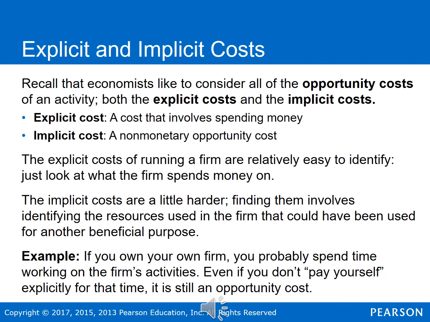The explicit costs of running a firm are relatively easy for us to identify. Just look at what the firm spends money on. You can look at their balance sheet and see. The implicit costs are a little bit harder. Finding them involves identifying the resources used in a firm that could have been used for another beneficial purpose. So think, if you own your own company, you probably spend time working on the firm's activities. Even if you didn't actually pay yourself explicitly for that time, it's still an opportunity cost. You could have been doing other things with that time.